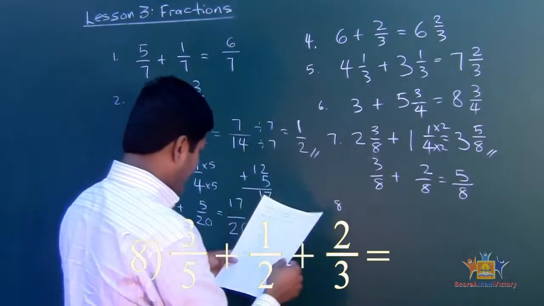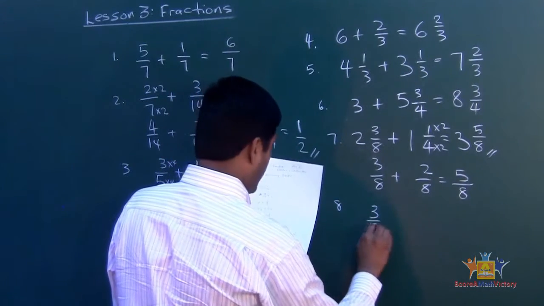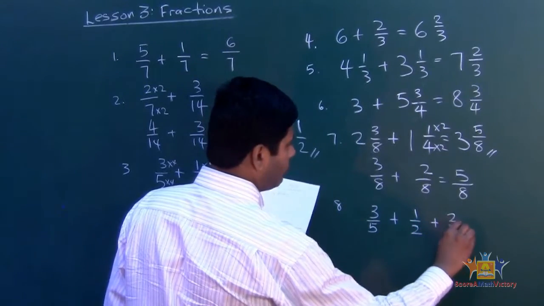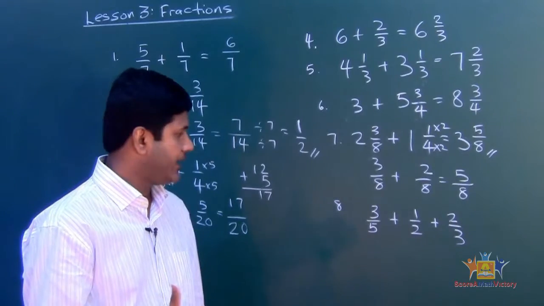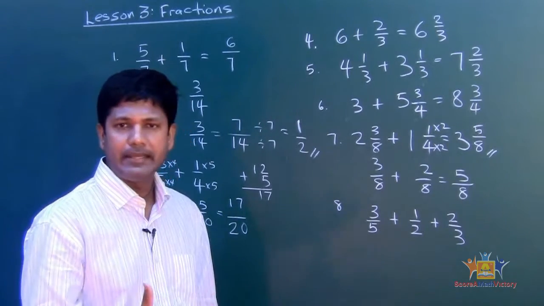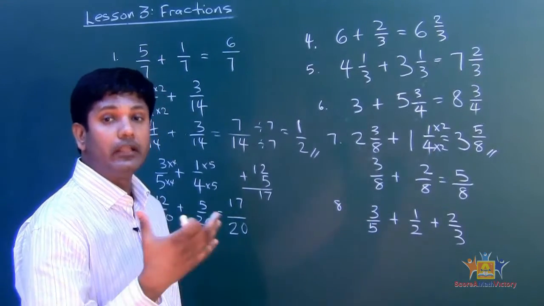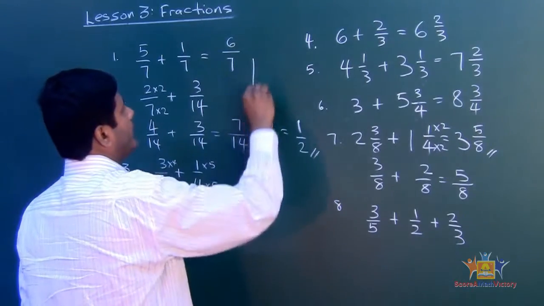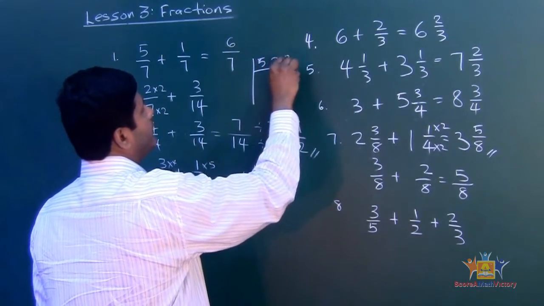So problem number 8, we're given 3 over 5 plus 1 over 2 plus 2 over 3. We got 3 fractions we're adding. So we got to find a common denominator for all 3 of them. Now you can use the ladder method. Let's say for example I put the ladder method. I put the 5 and I put the 2 and I put the 3.